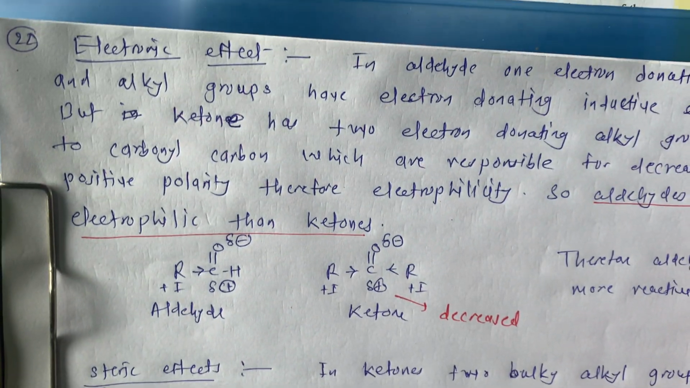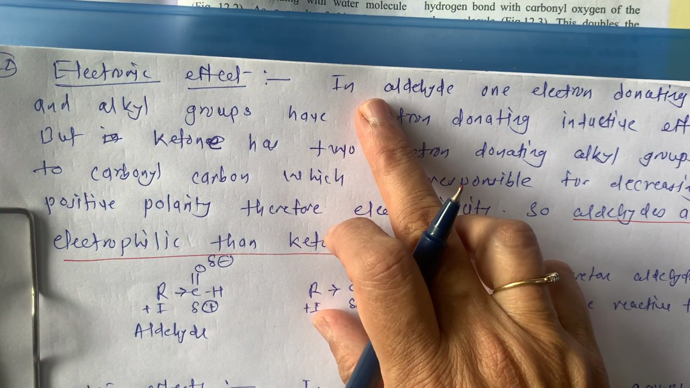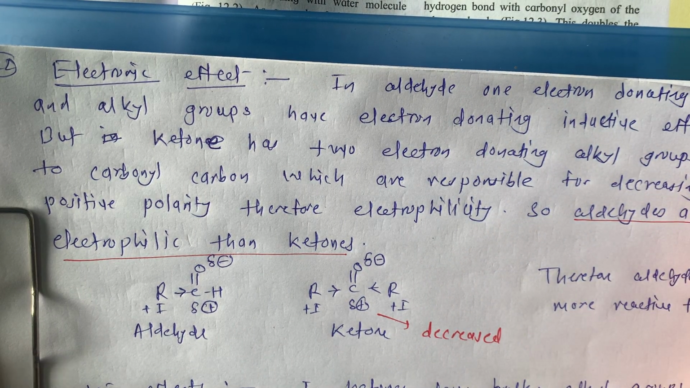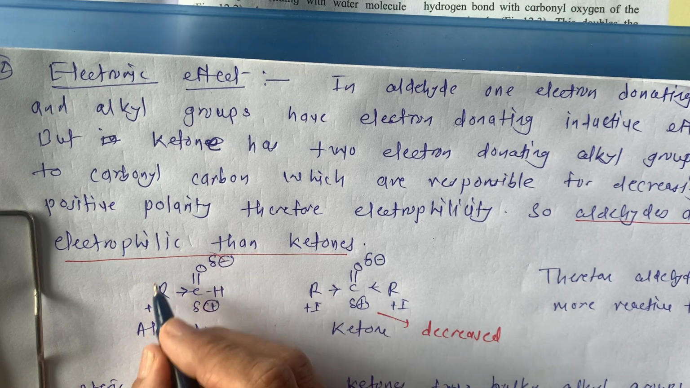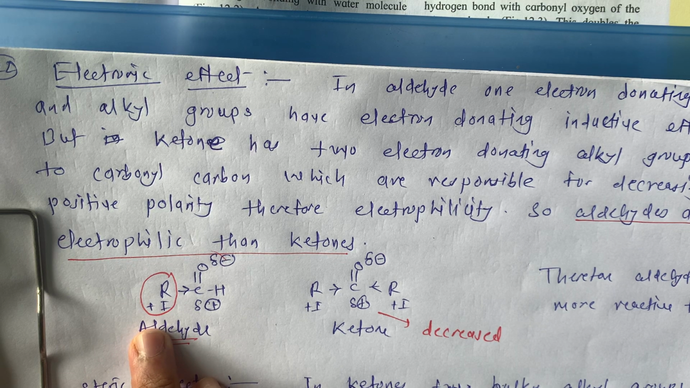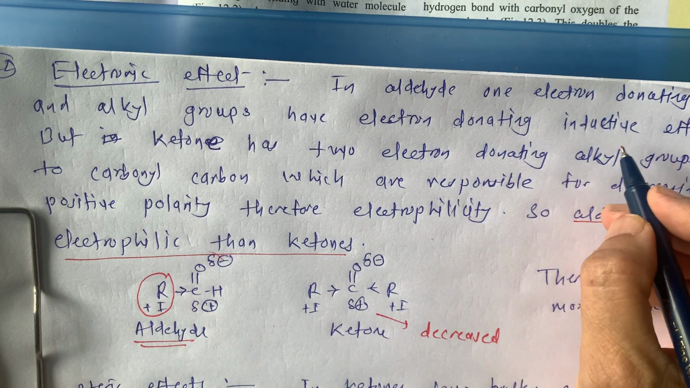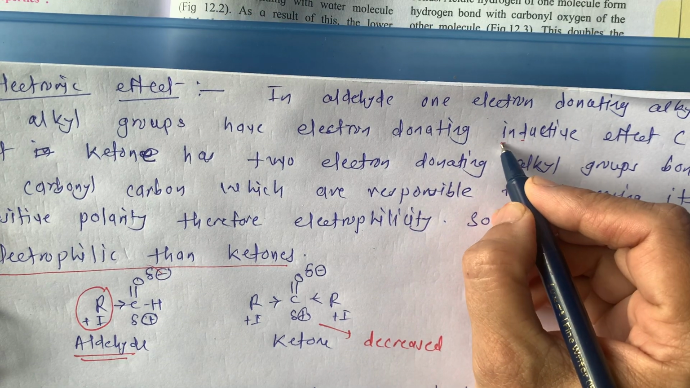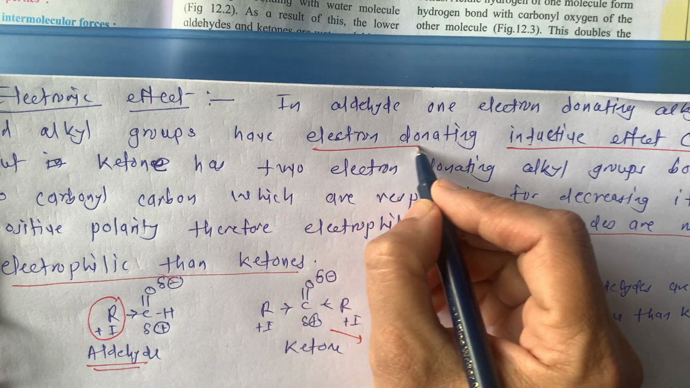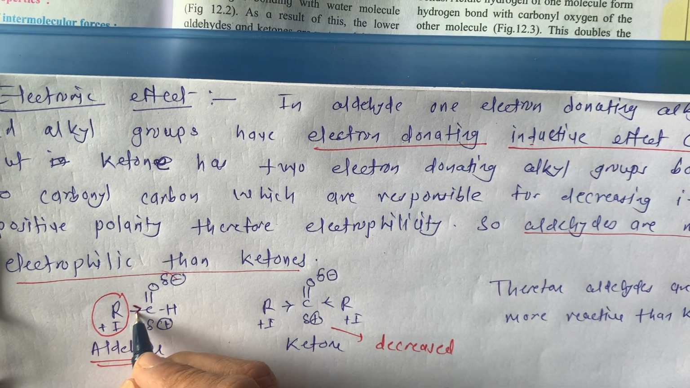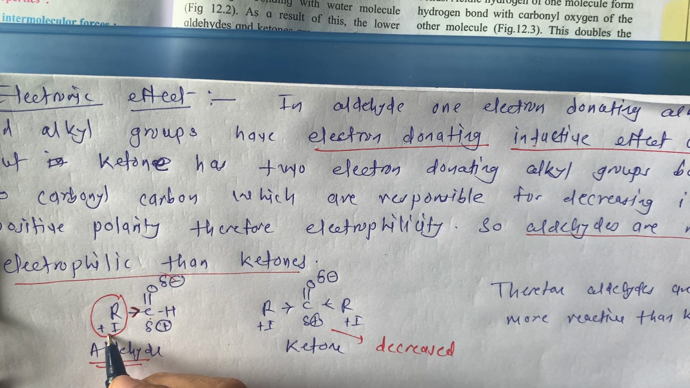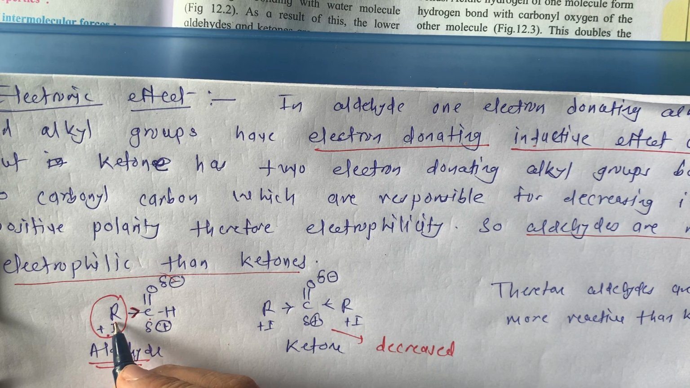Now what is electronic effect? In aldehyde, one electron donating alkyl group. See, this is our aldehyde, and there is one R. So this is an electron donating alkyl group, which we studied in 11th standard. It shows inductive effect, which is positive inductive effect, means electron donating inductive effect. This R is going to donate electrons to this carbonyl carbon. So it shows plus I effect. Here it is 1 R.